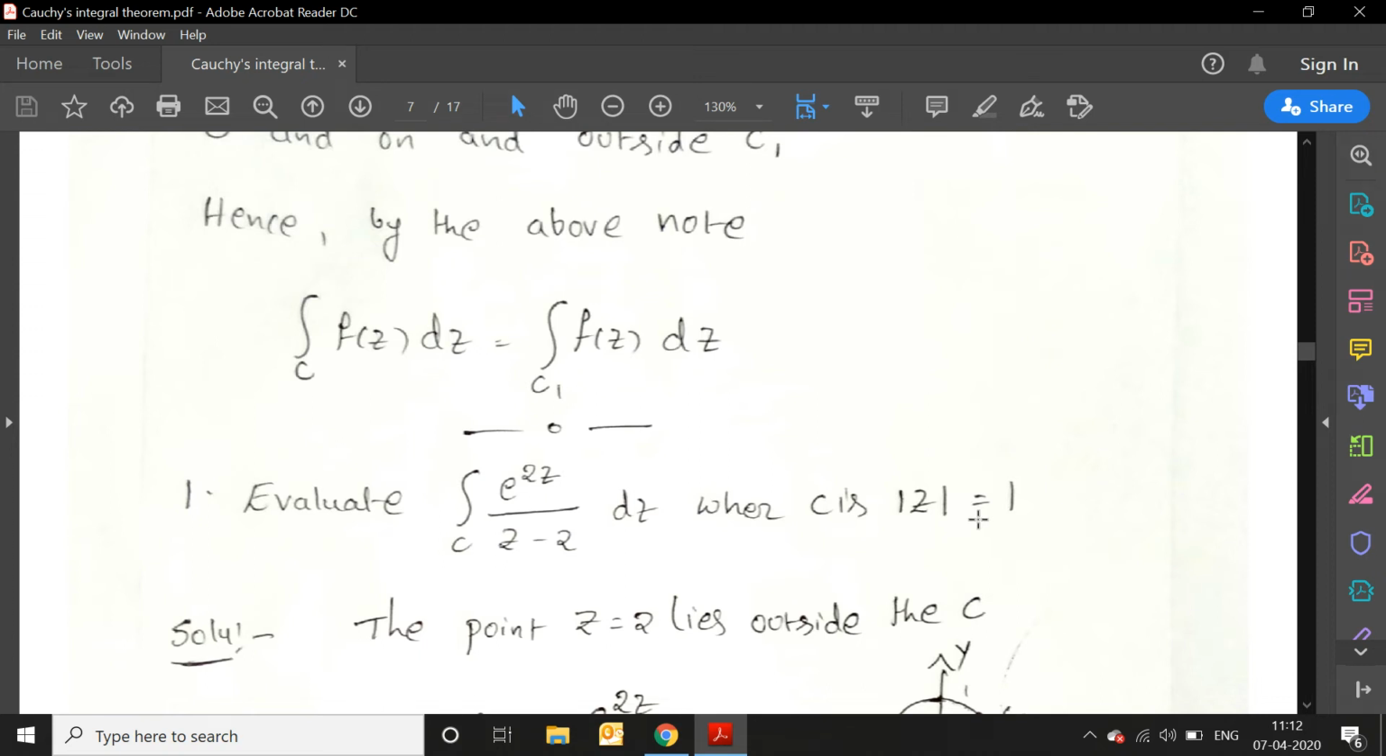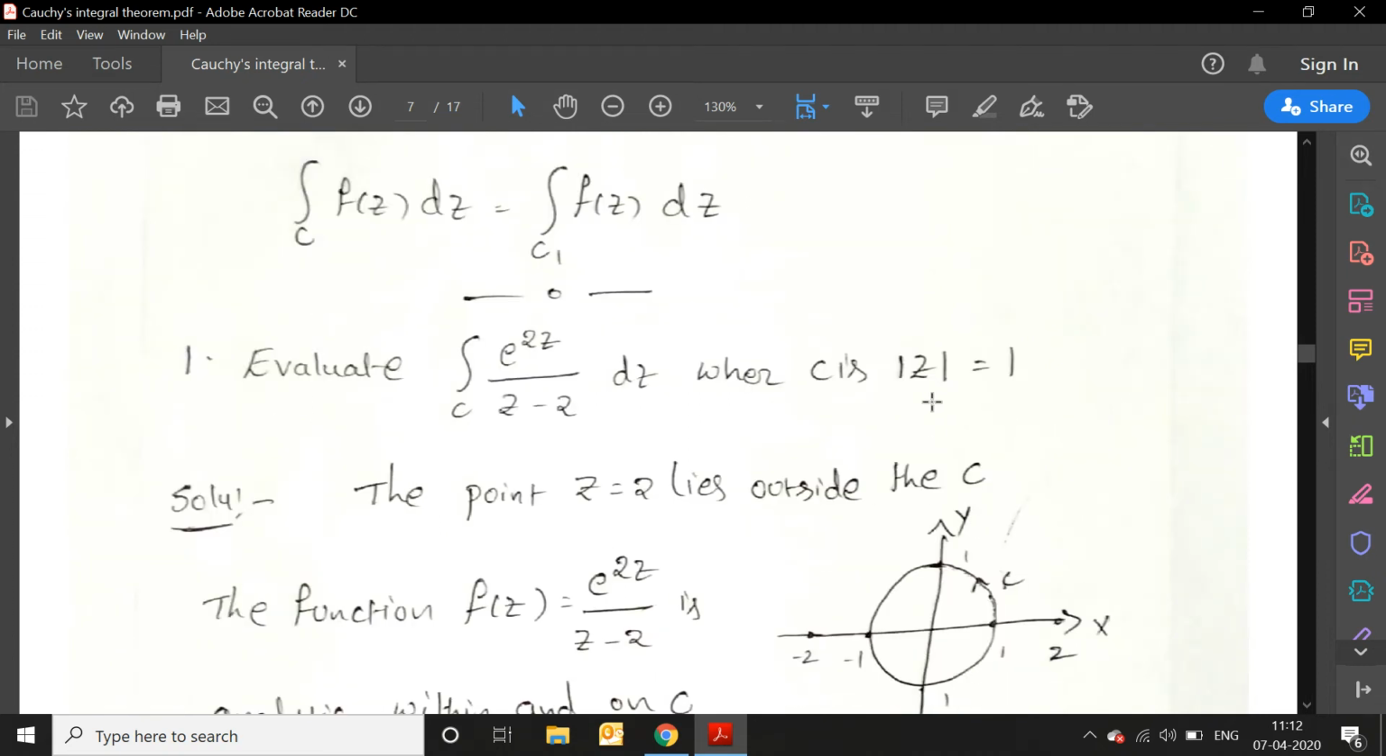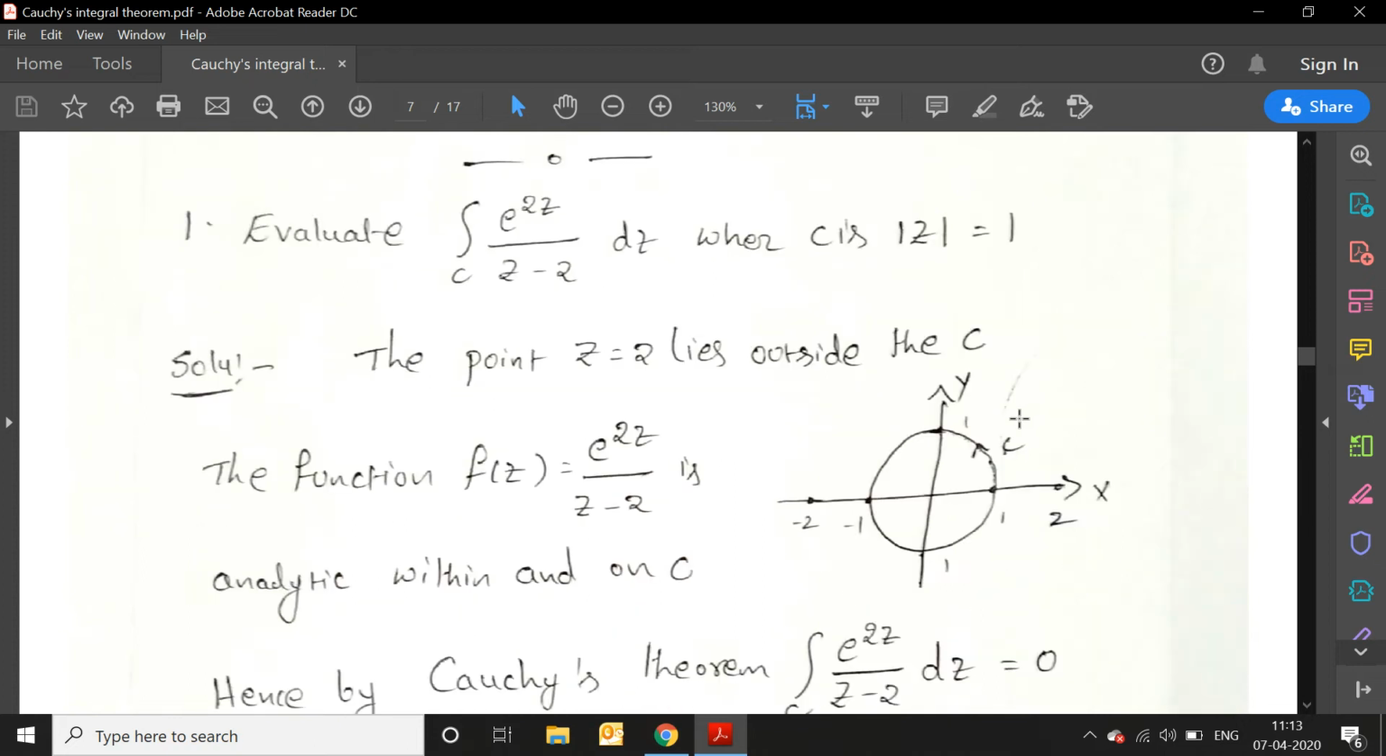Next example, evaluate integral C e power 2z by z minus 2 dz where C is mod z is equal to 1. So mod z is equal to 1 is a circle with center at 0. Here z minus a gives the center, but here only z is there, so a equals 0. So it is a circle with center at 0 and radius 1. So now first we have to draw the circle with center at 0 and radius 1: draw the x-axis, y-axis, center at (0, 0) and radius 1 unit. Then we can draw the circle.